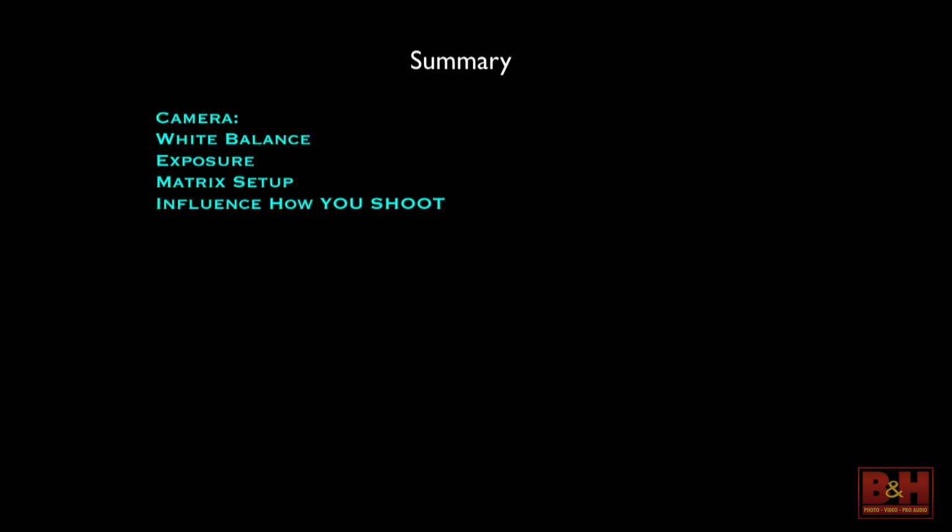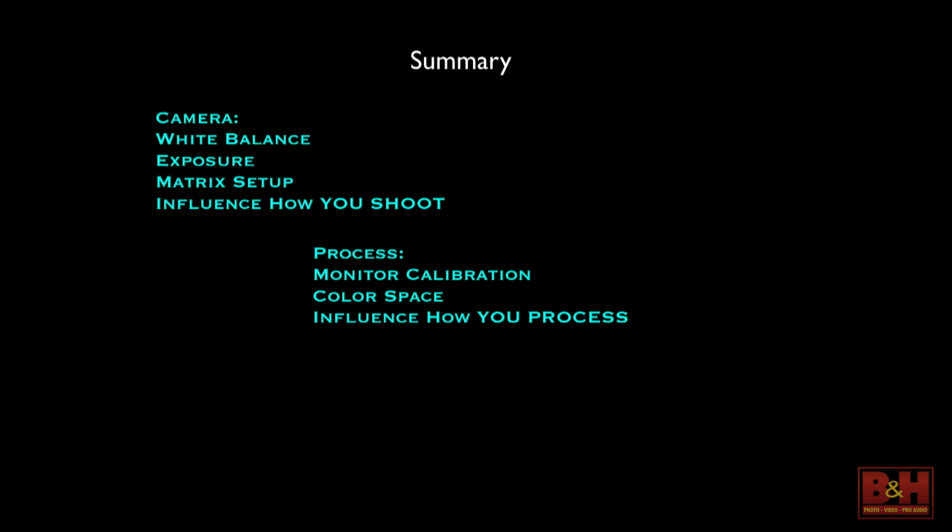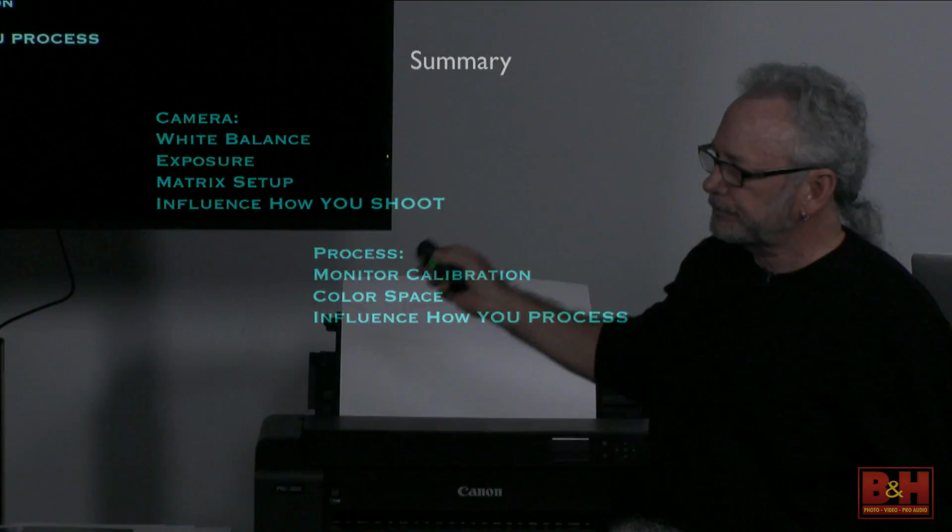But in summary, what we've just talked about is from the camera: your white balance and exposure, your matrix setup, all of that influences how you shoot, or it should now. Because your responsibility is what? To get a good exposure, to get a good white balance. So that's what we want to do. It influences now how we shoot. The process: your monitor calibration, and the color space that you're going to utilize, and that's up to you entirely. That influences how you process your images.